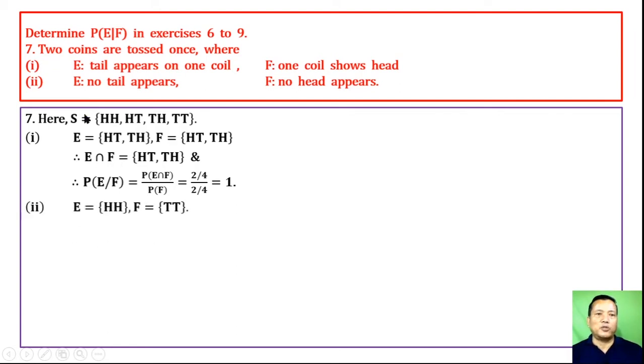For Roman number 2, E is no tail appears, that is, only heads appear. F is no head appears, that is, only tails appear. The intersection is empty. Therefore P of E given F is P of E intersection F by P of F, whose value is 0 by 1 by 4, whose value is 0.